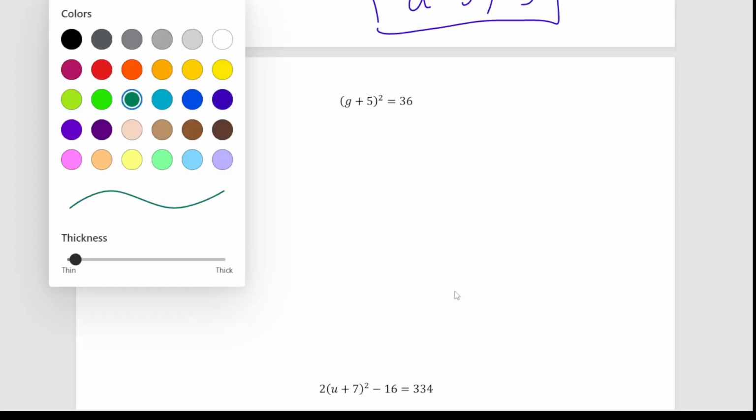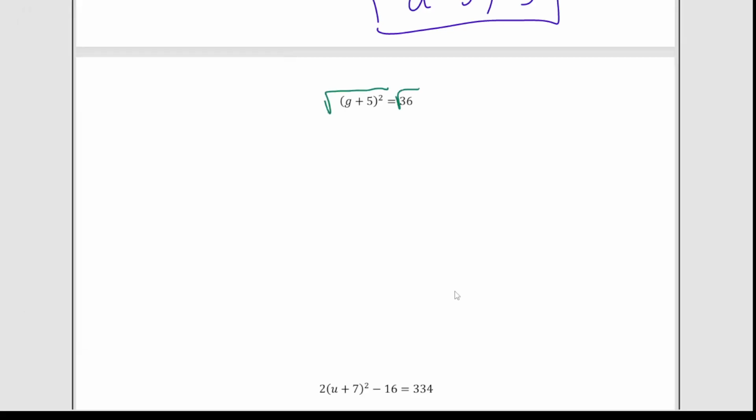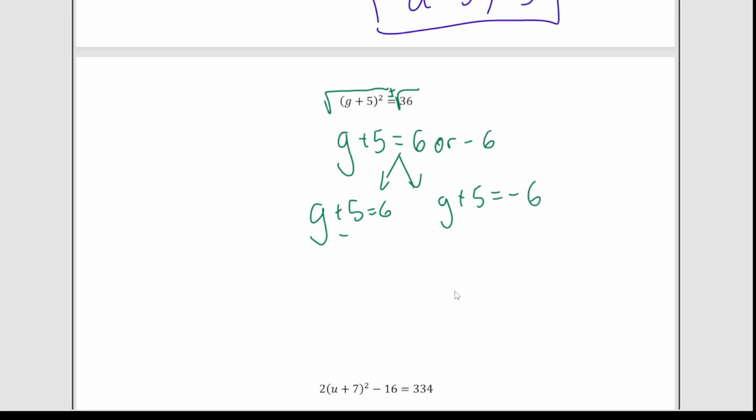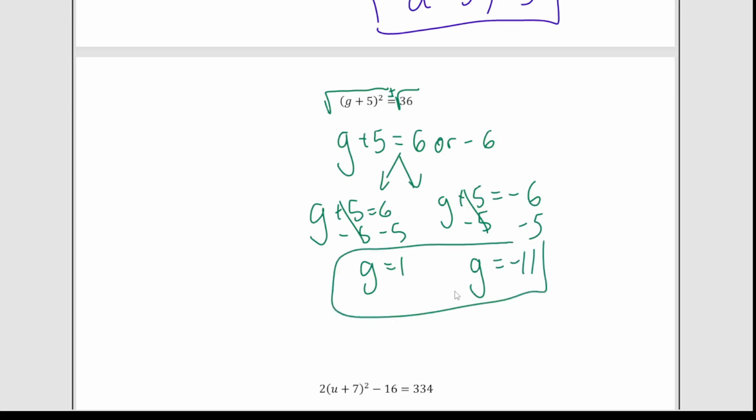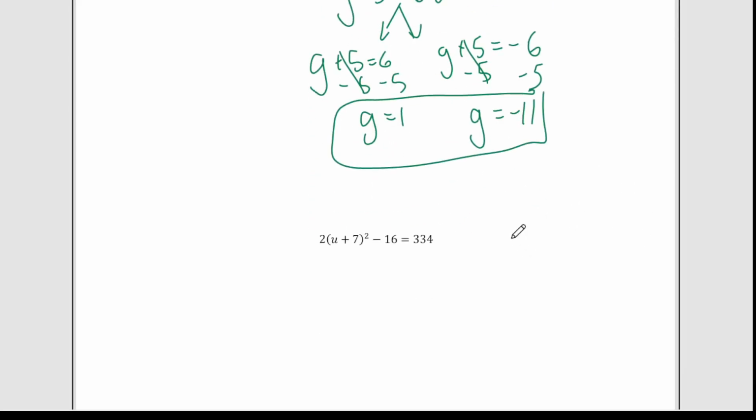So for the first one, the thing squared is already isolated, so we just want to plus or minus the square root on both sides. So I get g plus 5 could either be positive 6 or negative 6, for plus or minus the square root of 36. So I'm going to set that up as my two separate equations. Then for both equations, I need to subtract 5 to undo adding 5. So I either get g as 1 or g is negative 11 as my final two solutions.